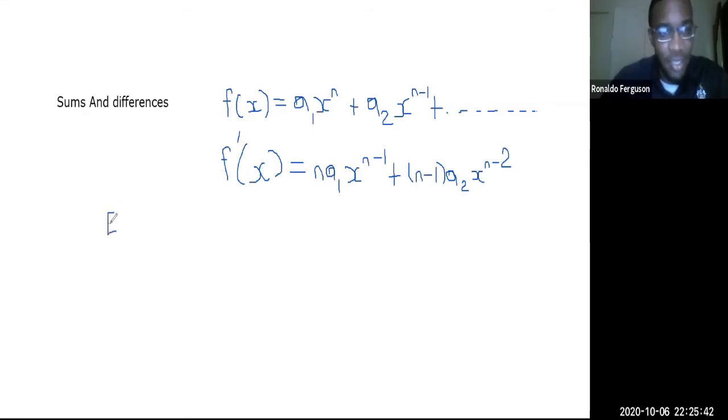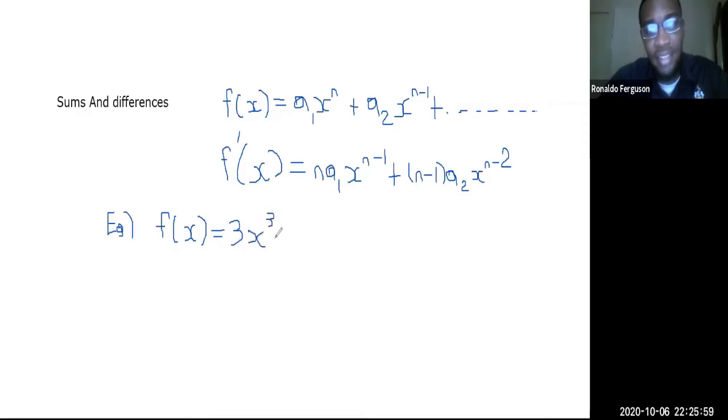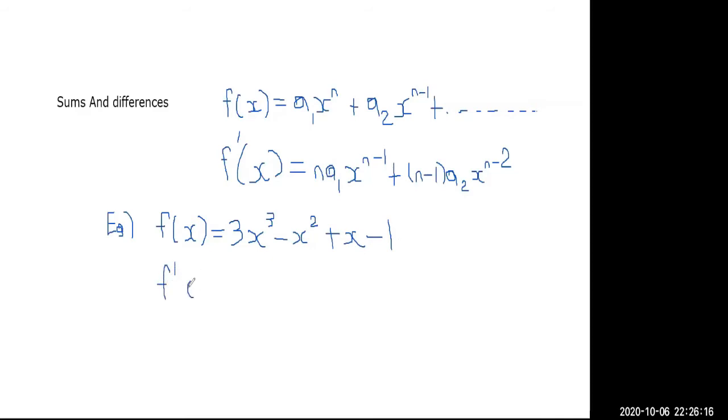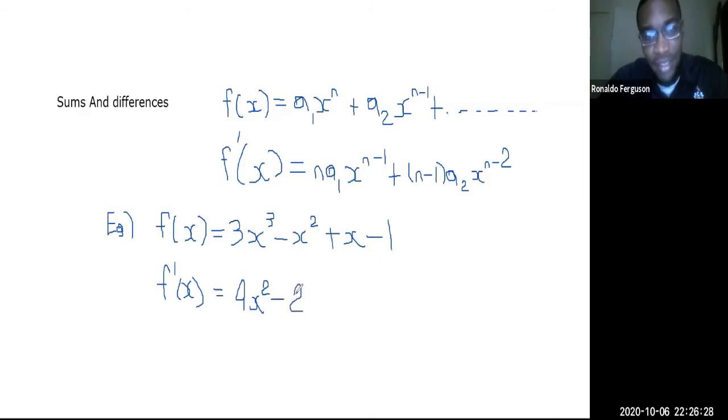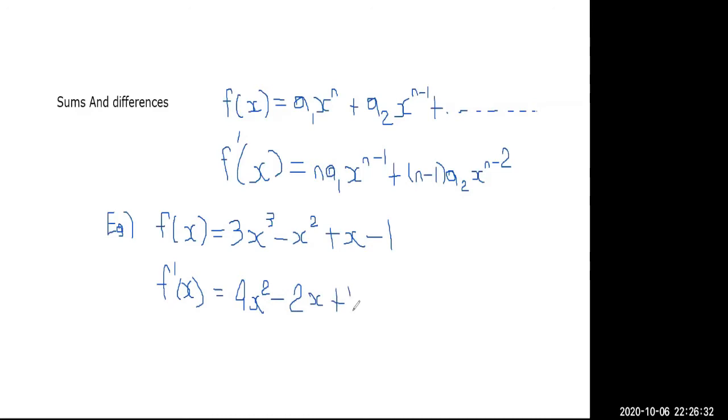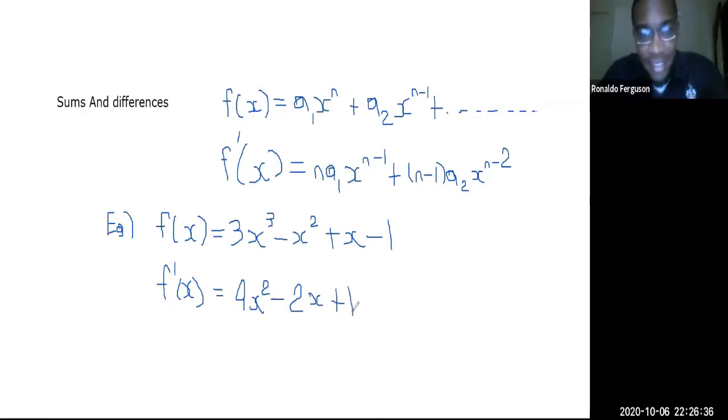Example, let's say f of x is equal to 3x cubed minus x squared plus x minus 1. So what would be the derivative, f prime of x? f prime of x is equal to 9x squared, very good, minus 2x plus 1. Very good, and that's how we differentiate sums and differences. Nice. So that's the general rule for differentiating sums and differences.